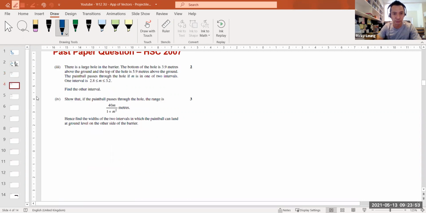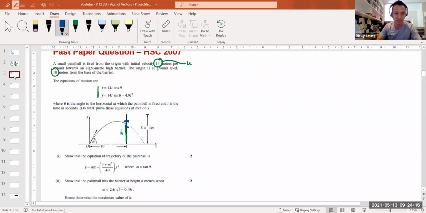The bottom of the hole is 3.9 meters above the ground. The top of the hole is 5.9. The paintball passes through the hole if m is in one of 2 intervals. Okay, cool. So it looks like we're going to have to solve the quadratic and find the range. Show that if the paintball passes through the hole, the total range is that.